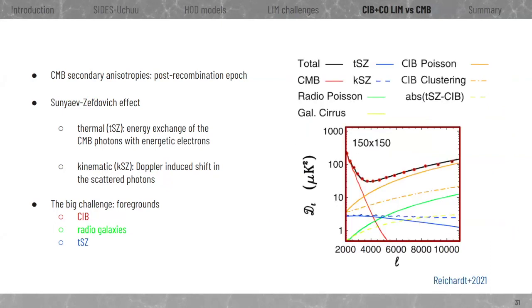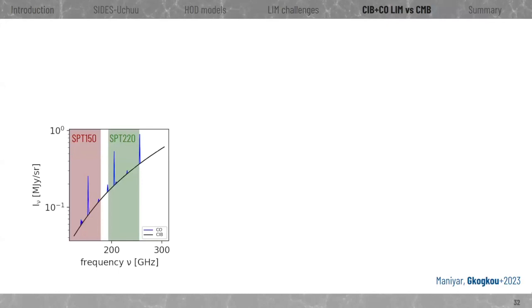There was this paper in 2021 where they tried to model and use templates for all these foregrounds, but also for the kSZ, and fit everything to SPT data, which are here the red points. And doing that, they claimed a 3 sigma detection of the kSZ power spectrum, which is this blue dashed line here. But are these the only foregrounds that we should consider? And unfortunately, the answer is no. And I will explain why.